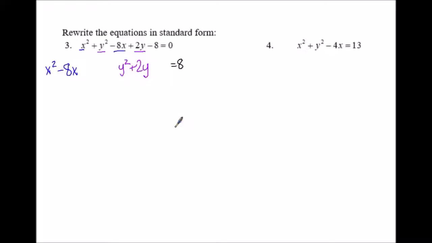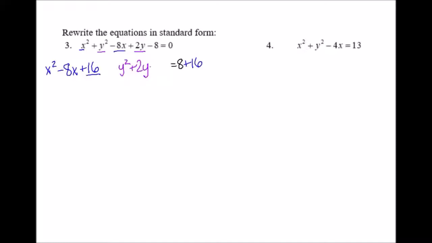Now, if you remember from Algebra 2, when you complete the square, I'm just going to focus on the x's for a minute. You need to take b, which is the coefficient of x, in this case negative 8, divide that by 2, and square that value. So if we have negative 8, divide by 2, we get negative 4, squared is 16. So I'm going to add 16 to both sides of our equation.